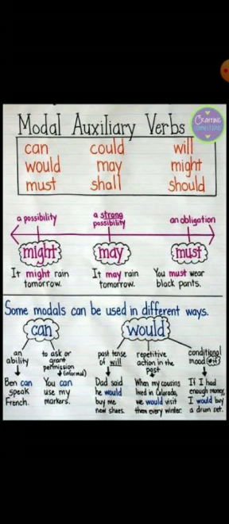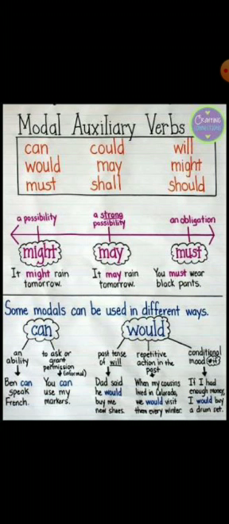Next, could. Could is the past form of can, and it is generally used for permission and for conditional sentences. Conditional sentences are those sentences which are used for possibility. For example, in his childhood he could sing. It means when he was a child he could sing very well. Now he is grown up, so in his childhood he could sing.